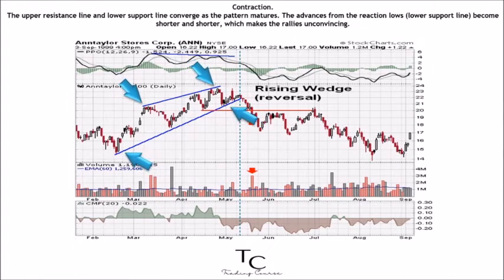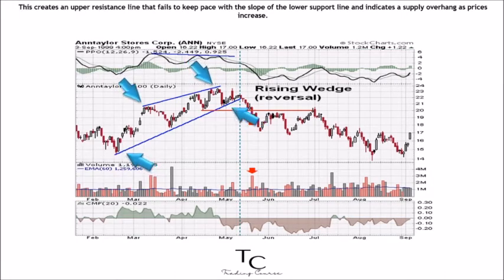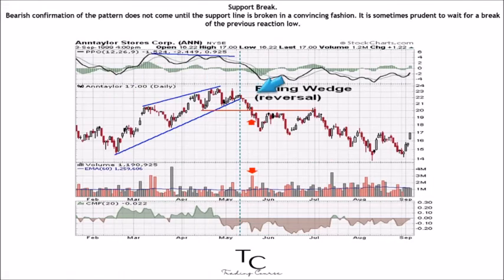Contraction. The upper resistance line and lower support line converge as the pattern matures. The advances from the reaction lows, the lower support line, become shorter and shorter, which makes the rallies unconvincing. This creates an upper resistance line that fails to keep pace with the slope of the lower support line and indicates a supply overhang as prices increase.